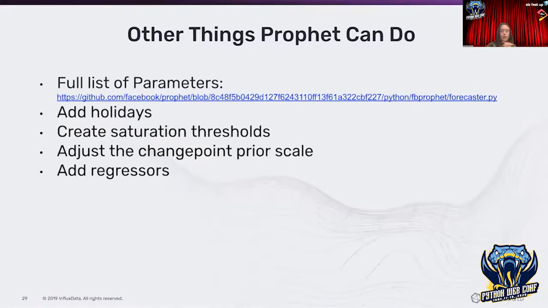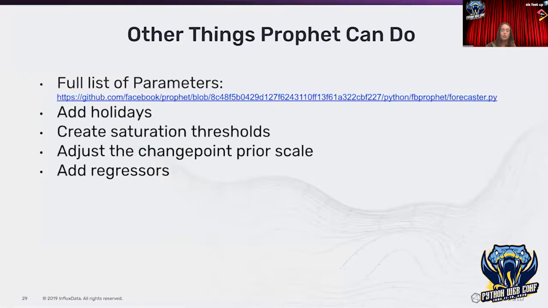So yeah, I think I've talked a lot about these. These are all some of the things that Prophet can do, right? We've talked about the fact that you can add holidays, you can add custom schedules, you can create saturation thresholds, lower and upper. You can also adjust the changepoint prior scale. That's what determines at what points Facebook Prophet lets the trend of your time series change, at really narrow intervals or longer durations. And you can also add additional regressors.